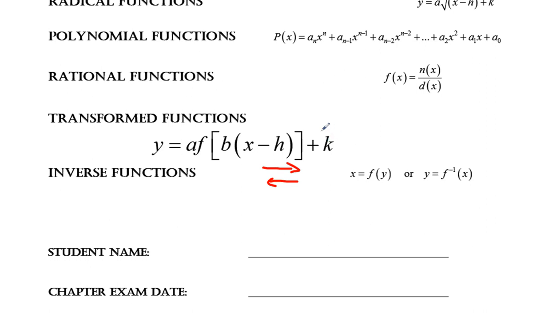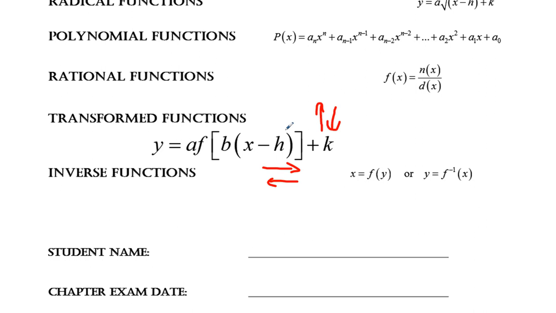K is going to be the vertical. K moves us up and down. K makes sense. Plus 7, up 7 units. Vertical translation, vertical shift, vertical movement, up 7 units. Minus 11, vertical translation, vertical movement, vertical shift, down 11. So let's make sure that we understand that H influences the X's, left and right. K influences the Y's, up and down.